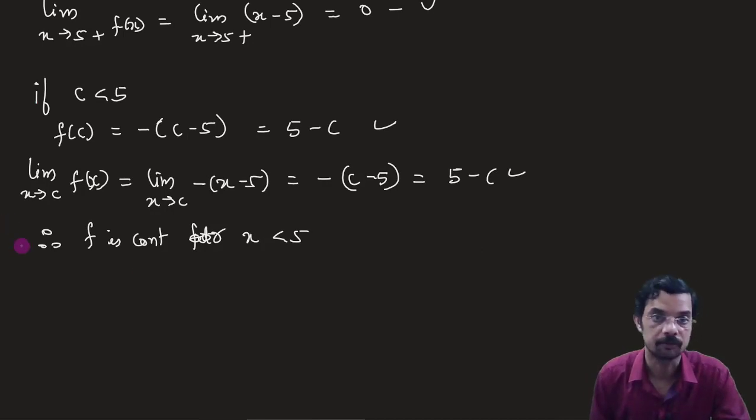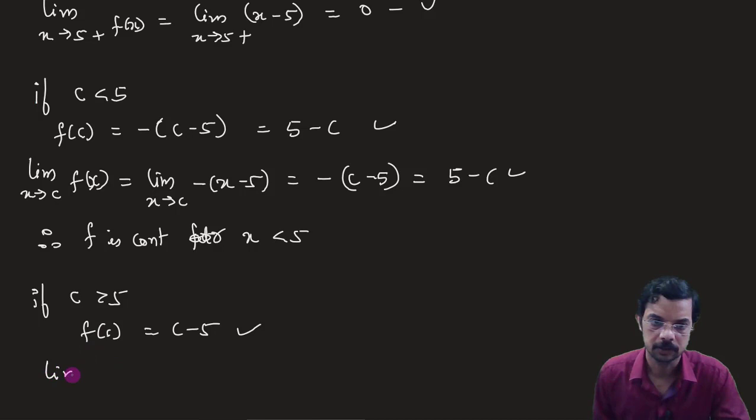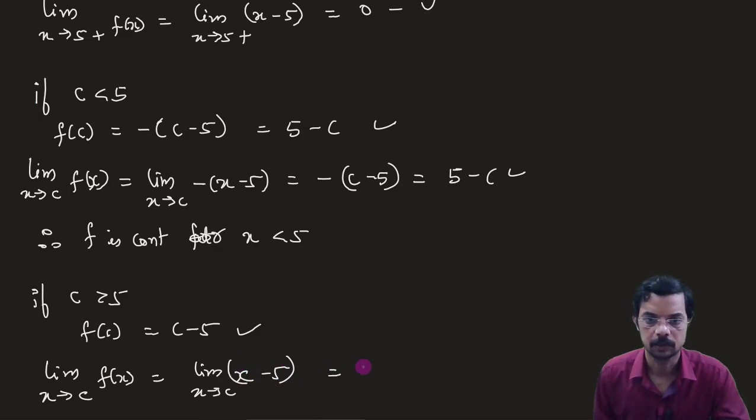What happens if C is greater than 5? Here also f of C is equal to C minus 5. So therefore this is defined. Now limit x tends to C, f of x will be equal to limit x tends to C of, what is f of x? x minus 5. So that is equal to C minus 5. So you can say that these two are equal.